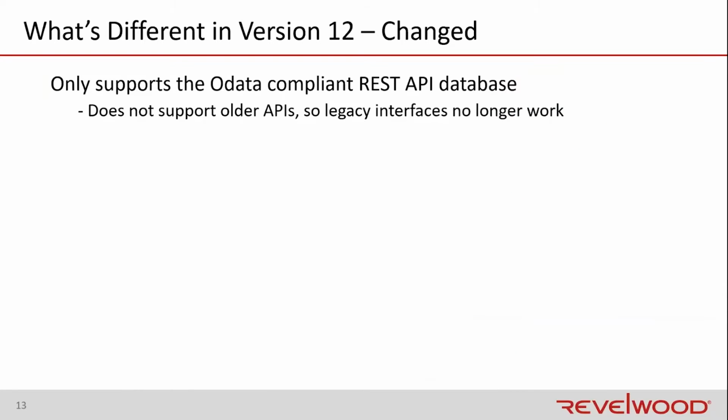Now, what's changed? Because of the approach, version 12 only supports the OData-compliant REST API for the database. It supports a new REST API. Many of the previously supported versions of the API are no longer able to interact with the database. So what does that mean? It means that some of the legacy tools are no longer supported with the new engine, because those legacy tools use the old API calls.